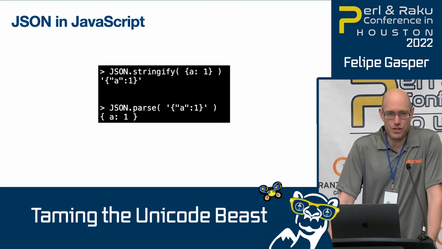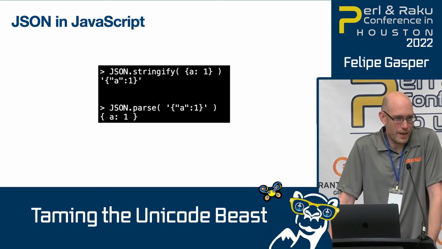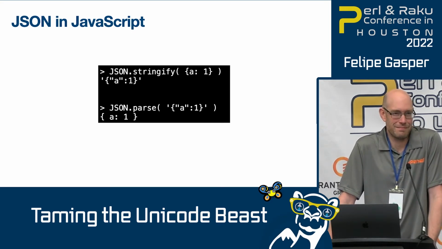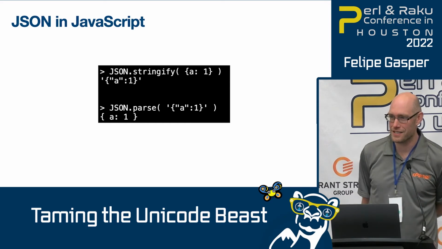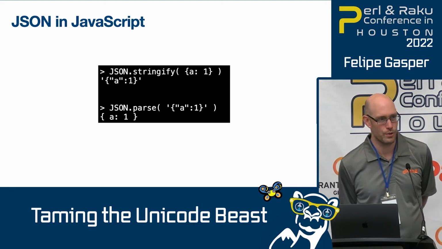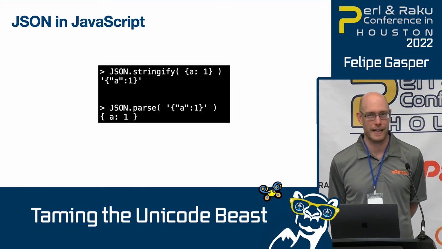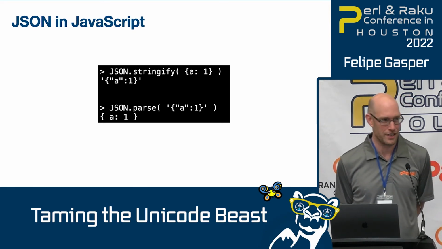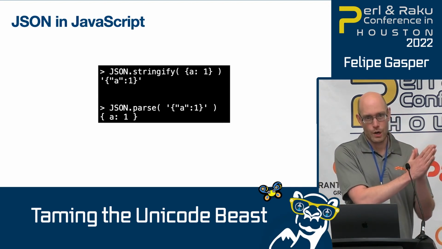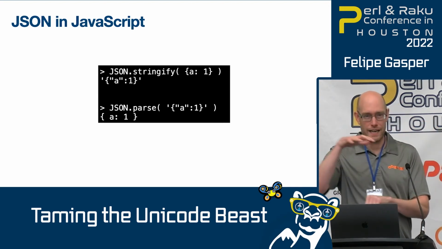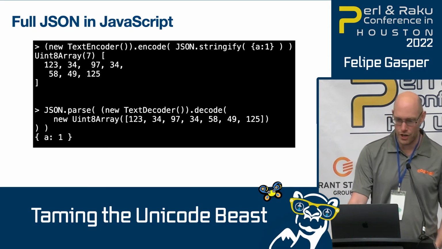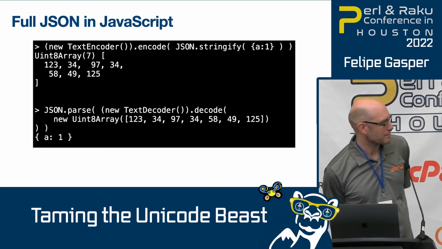Ironically enough, JavaScript, the language after which the JSON format is named, doesn't do this. JSON.stringify and JSON.parse are not full JSON encodes and decodes because they don't do the character encoding and decoding. They don't do the UTF-8 step. They only do that first part where I convert my data structure into text. If you actually wanted a full JSON in JavaScript, it would look like this.